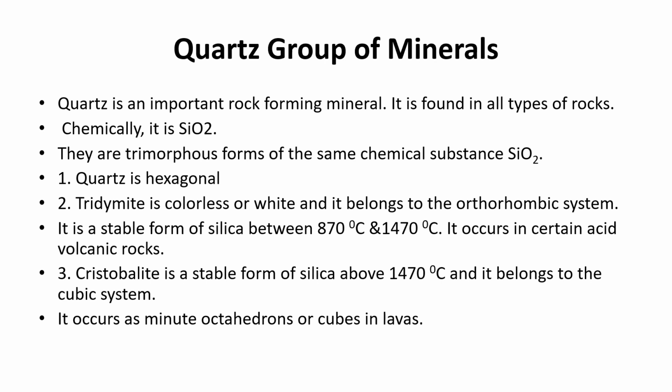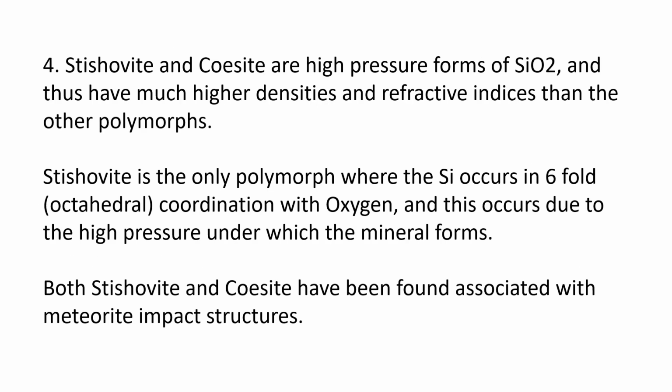Another crystalline variety of silica is cristobalite. It is a stable form of silica above 1470 degrees, and it belongs to the cubic system, and it occurs as minute octahedrons or cubes in lavas.